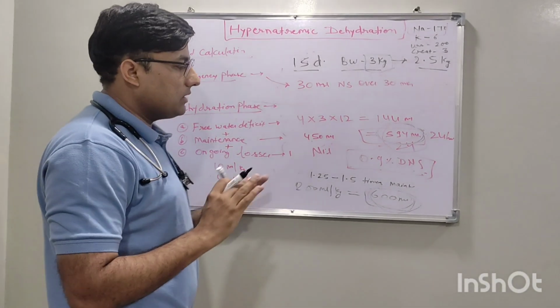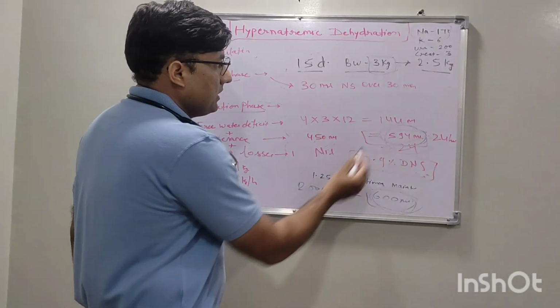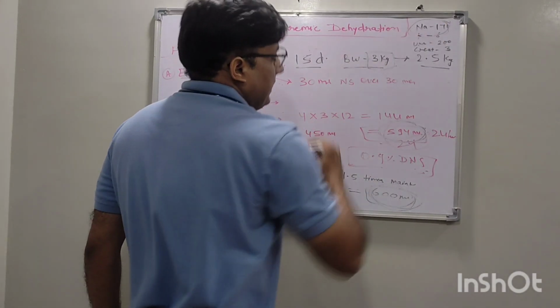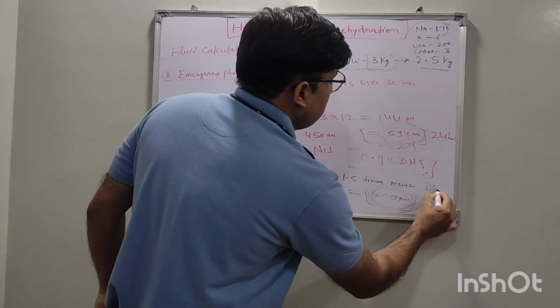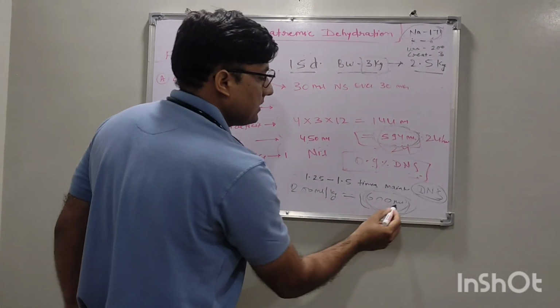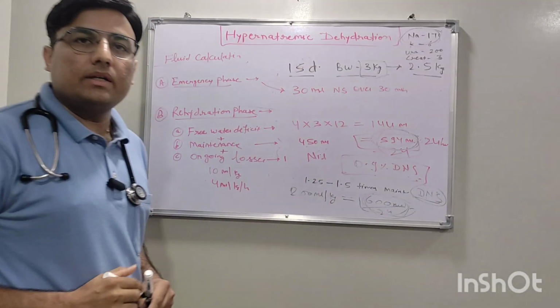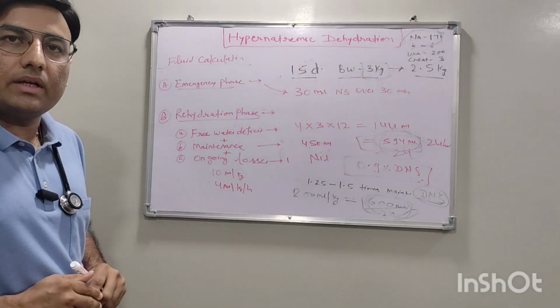Now coming to the choice of fluid type, it will be the same as we have discussed. The sodium is 170, so DNS. We directly give 0.9% DNS, 600 ml divided by 24, that many ml per hour we can start. So this is the very simple trick, we can start this.